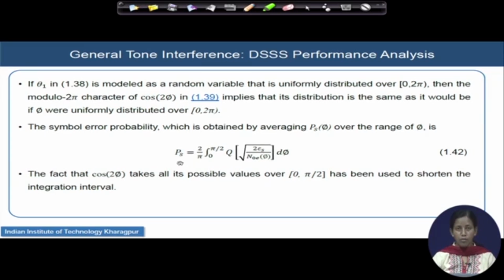So, now going by the symbol error probability calculation and averaging it over the whole duration of our consideration, 0 to 2 pi, basically it is the same as 0 to pi also. But remember, we understand that cos 2 phi takes all the possible values within the duration of 0 to pi by 2. So, to shorten the integration interval, this integration can be equivalently run over 0 to pi by 2, which we have shown in equation 1.42.